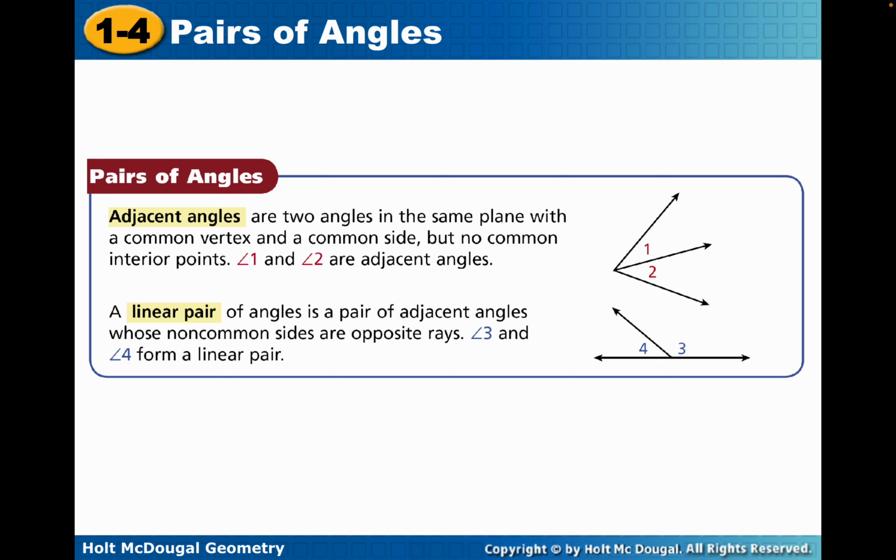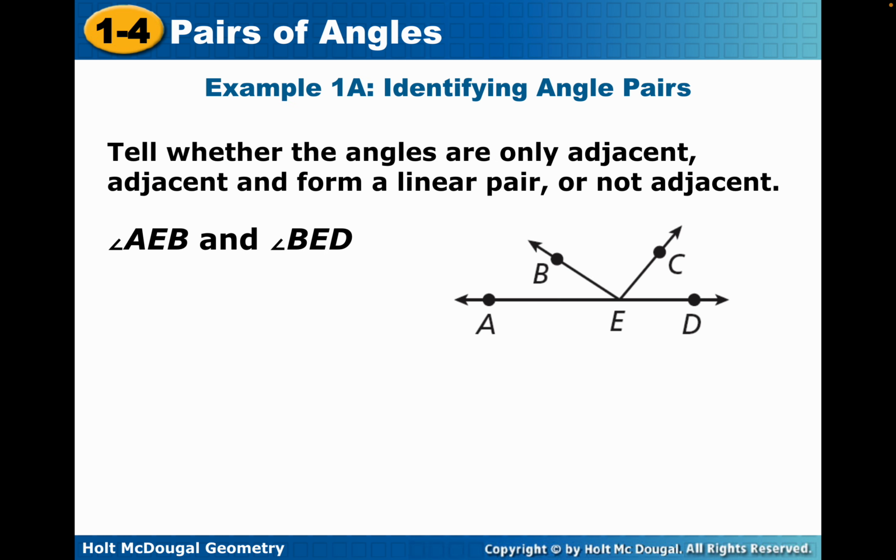All right, let's look at an example. Okay, let's look at this one right here. So we have to tell whether the angles are only adjacent and form a linear pair, or if they're not adjacent. It talks about angle AEB and angle BED. AEB is going to be this angle right here, and BED is going to be this whole angle right here. Now, the first thing we need to see is if it's adjacent.